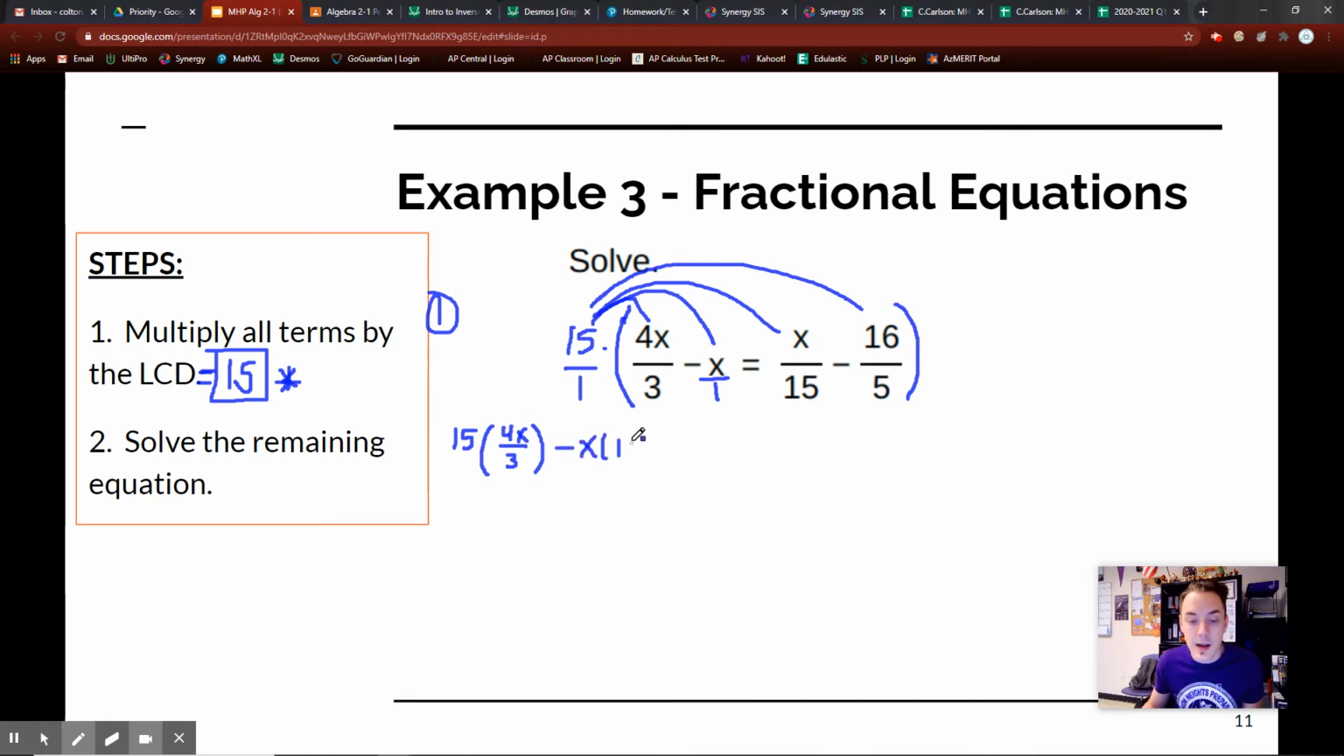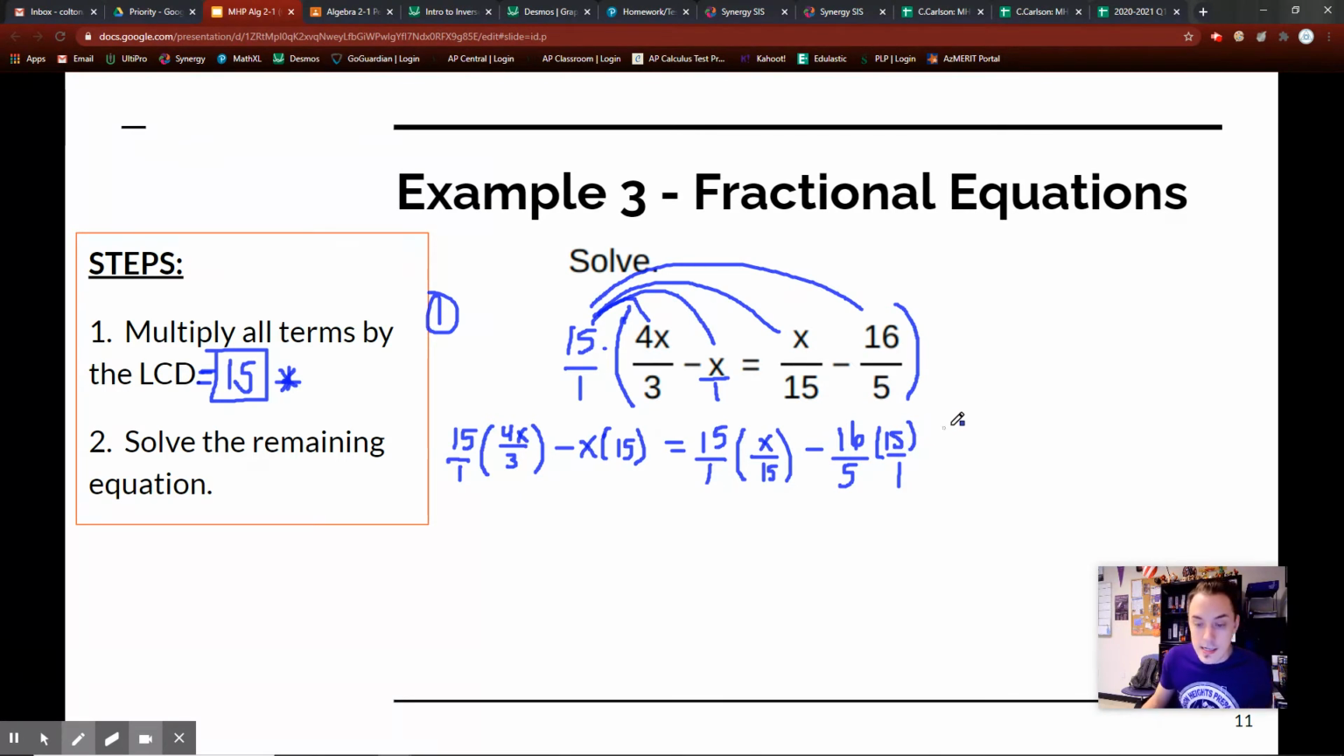Minus x times 15. So far so good. Notice how 15 is being multiplied to both. Equals 15 all over 1. This is all over 1. Times 15 times x all over 15. And then minus 16 all over 5, my original fractional constant, and then times 15. And of course, this is all over 1 as well.